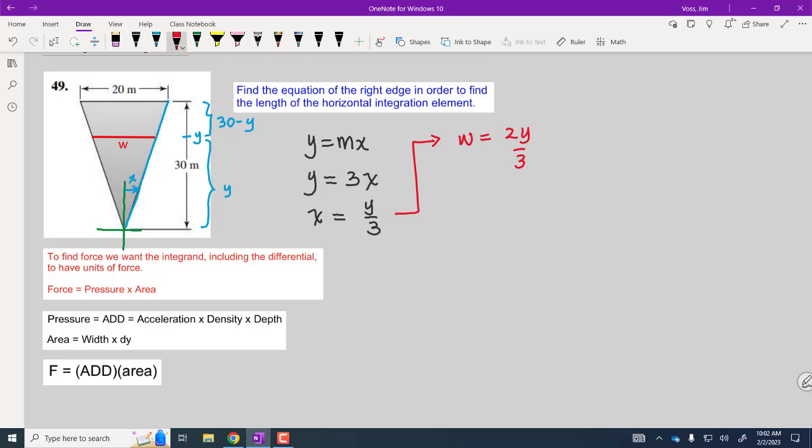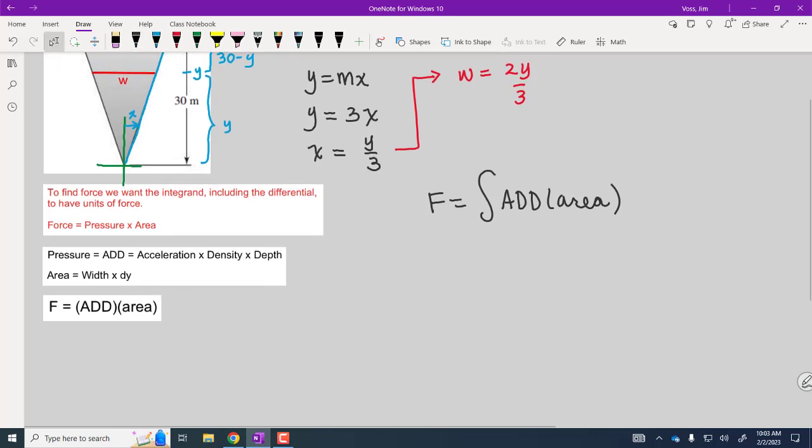All right. Now we're ready to write down our general formula. Force will be the integral of ADD, area. All we have to do is plug in the ADD and then find the area of our strip. So once again, 9.8. Once again, water, 1,000. If we had a different liquid, oil or milk, whatever it is, the density would be different.